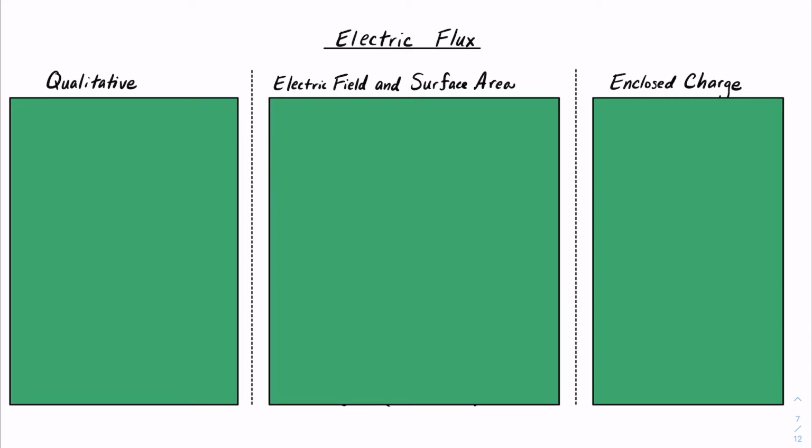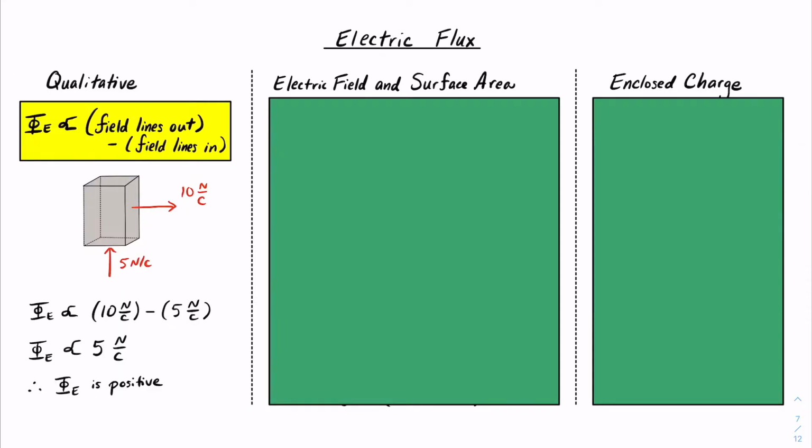We can think of electric flux in three ways: a qualitative definition, a definition that involves electric field and surface area, and another one that involves enclosed charge. Our qualitative definition is simply that the electric flux is proportional to the number of field lines going out of a surface minus the number of field lines going into a surface.